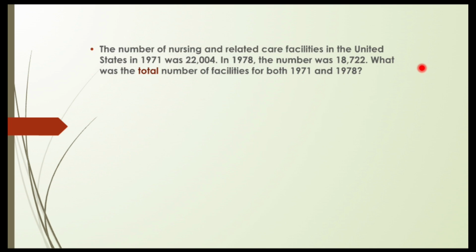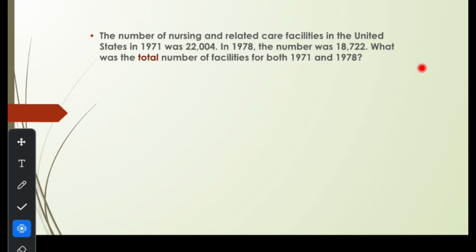So the first question, let's read it. The number of nursing and related care facilities in the United States in 1971 was 22,004. In 1978, the number was 18,722. What was the total? Over here, this total indicates that you have to use the operation of addition, because when the word total or sum appears in the question, that means addition is required. So in this question, you simply need to add the related care facilities given in 1971, which is 22,004, and the next is 18,722.